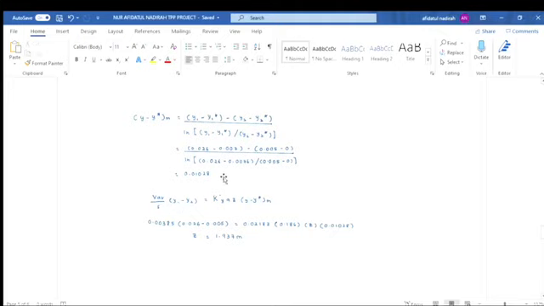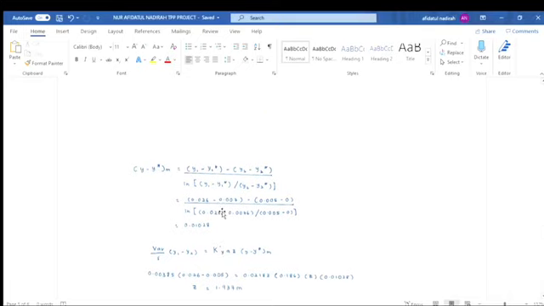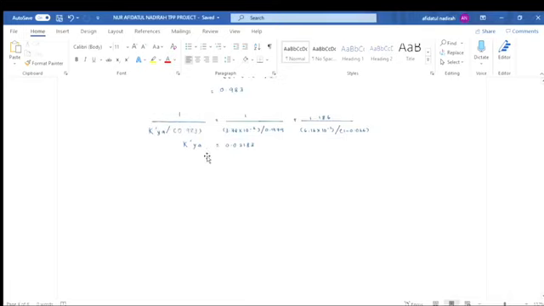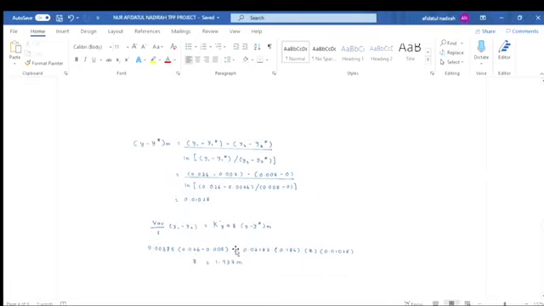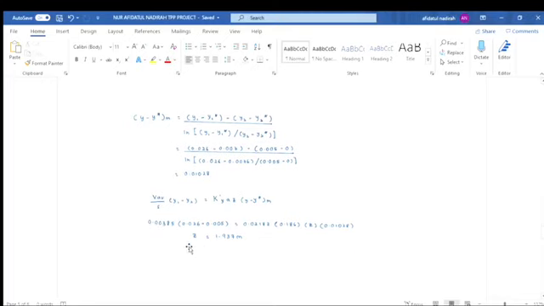K capital YA is already known before, which we calculated here. A is the area. So we substitute the y minus y star m value, and we will get that z is equal to 1.937. So this is the final answer for part C.